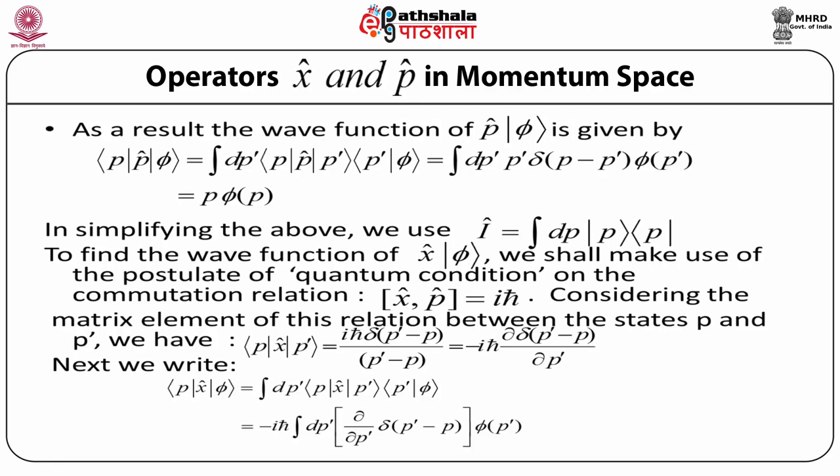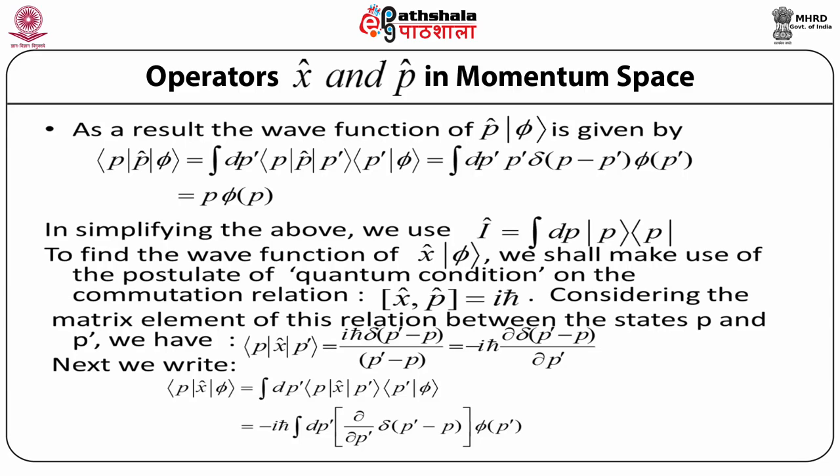Considering the matrix element of this relation between the states p and p prime, we have bra vector p, operator x, ket vector p prime, is equal to i h cross delta(p minus p prime) over (p minus p prime), which is equal to minus i h cross del by del p prime delta(p prime minus p). Here we have used the identity that was defined earlier, which was p del by del p delta(p) is equal to minus delta(p).